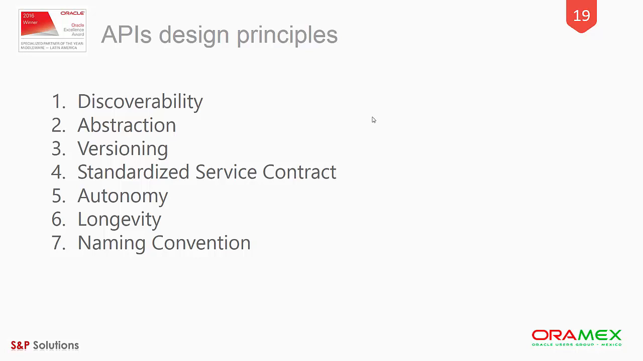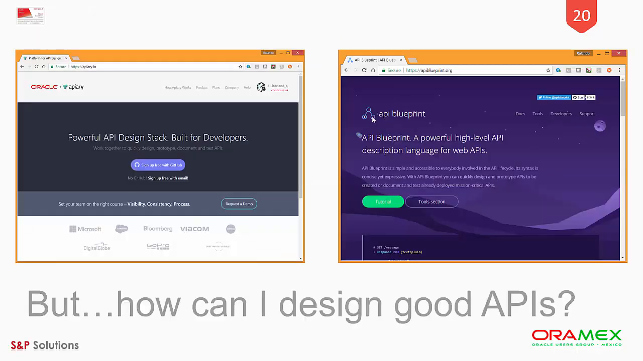contract, autonomy, longevity, naming convention. Those types of principles need to be applied to your APIs if you are really looking to create good APIs. So we are going to use 2 things: Oracle Apiary as the tool to build, design, and document the APIs, and API Blueprint as the way to describe our APIs.